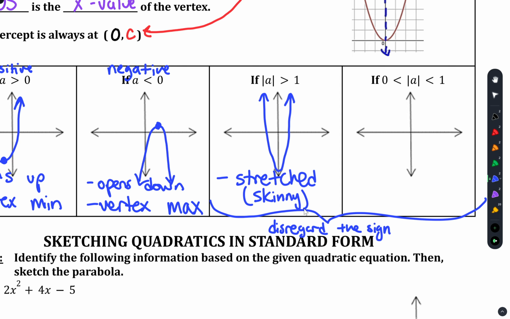The opposite is called compressed. And this happens anytime my A value is between 0 and 1. So it's not necessarily all fractions, but oftentimes you will see these as fractions, decimals, but it's any fraction or decimal that's in between 0 and 1. 1/2, 2/3. 4/3 is not compressed because 4/3 is bigger than 1. So this has to be in between 0 and 1. We call this fat, and it looks like a big old wide graph that's been kind of squished and stepped on.